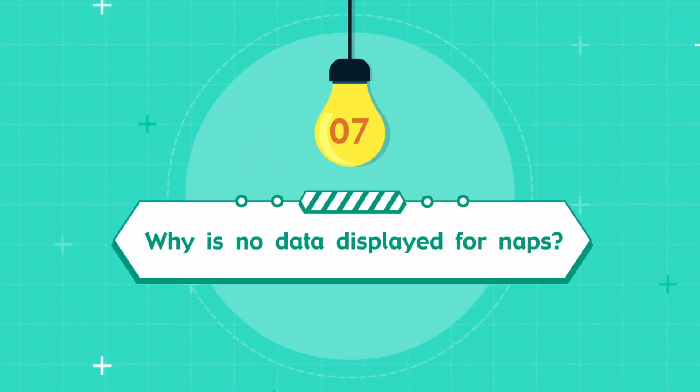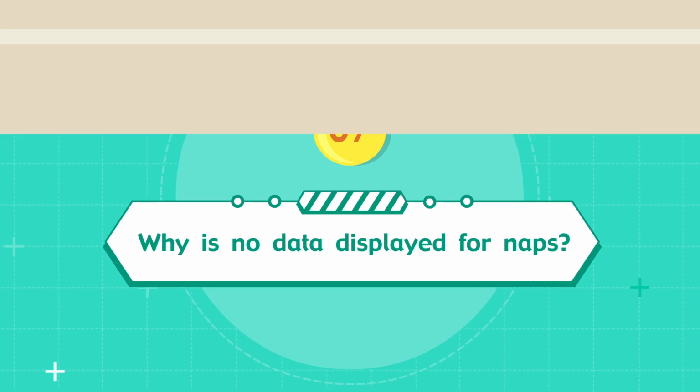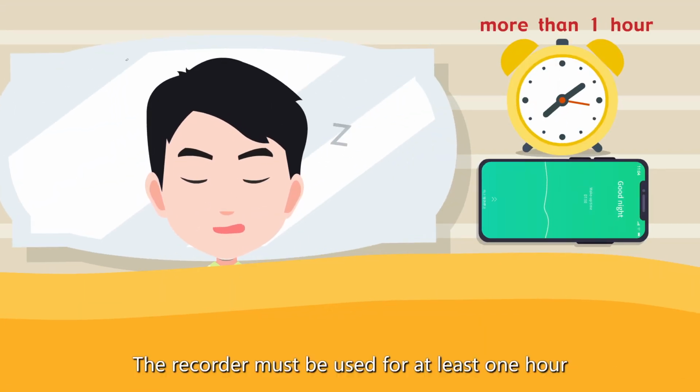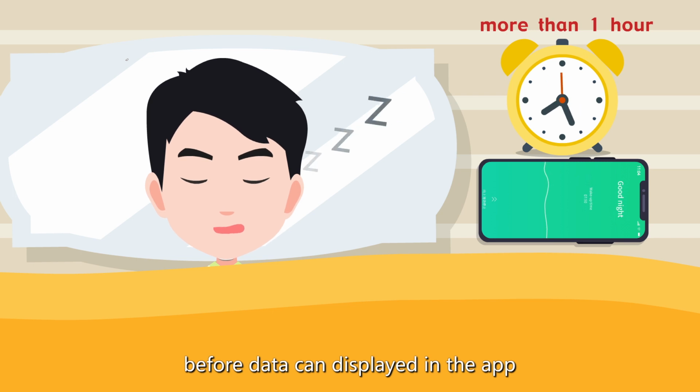Seven, why is no data displayed for naps? The recorder must be used for at least 1 hour before data can be displayed in the app.